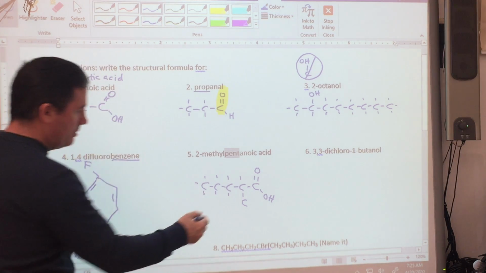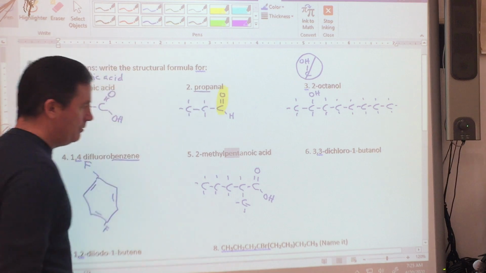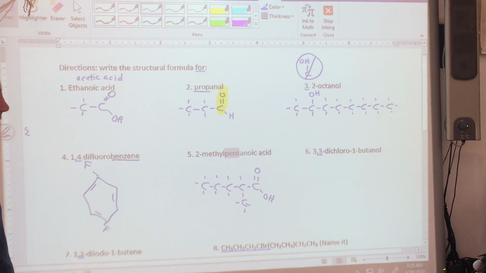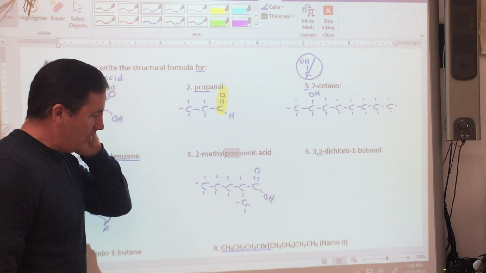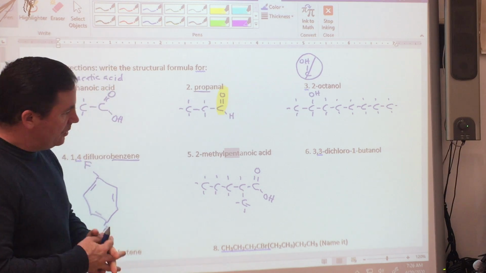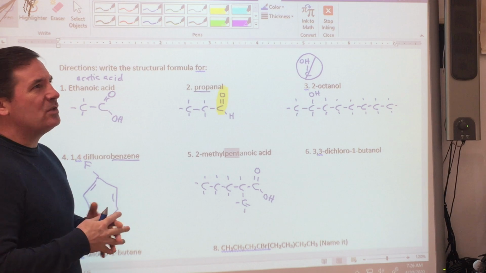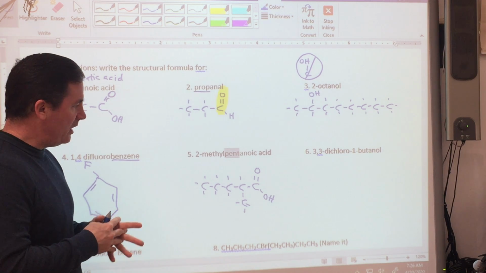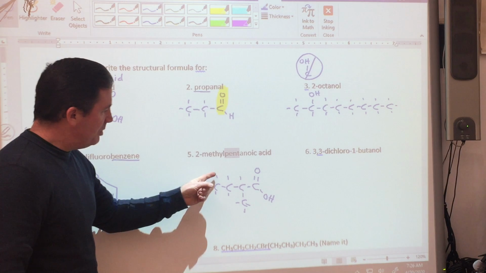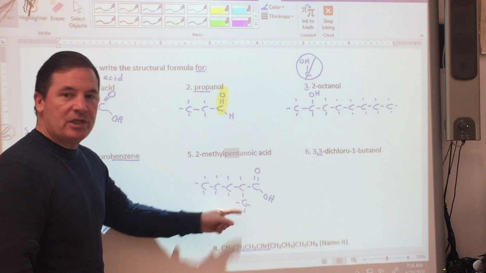Okay, oops. So here's 2-methylpentanoic acid. And for those people who showed up at the Google Meets on Friday, I guess it was, either Thursday or Friday, I think I might have put the carbon there, but it really should go here.